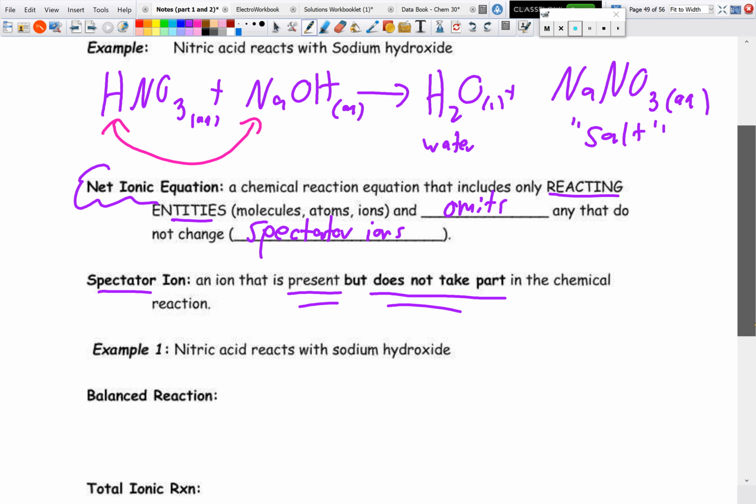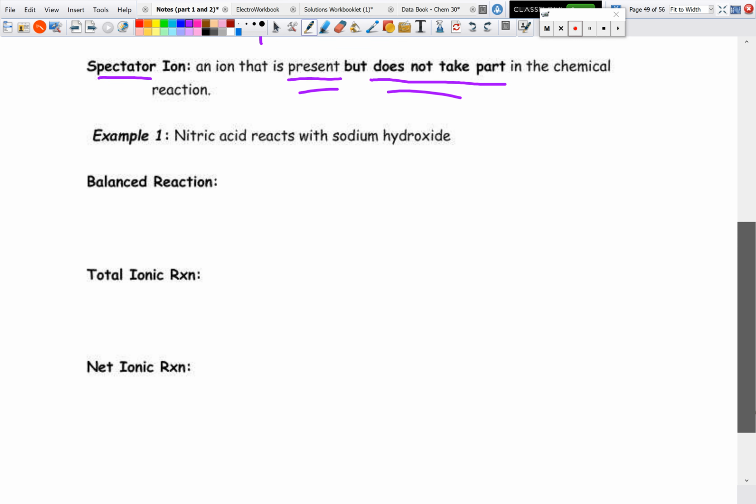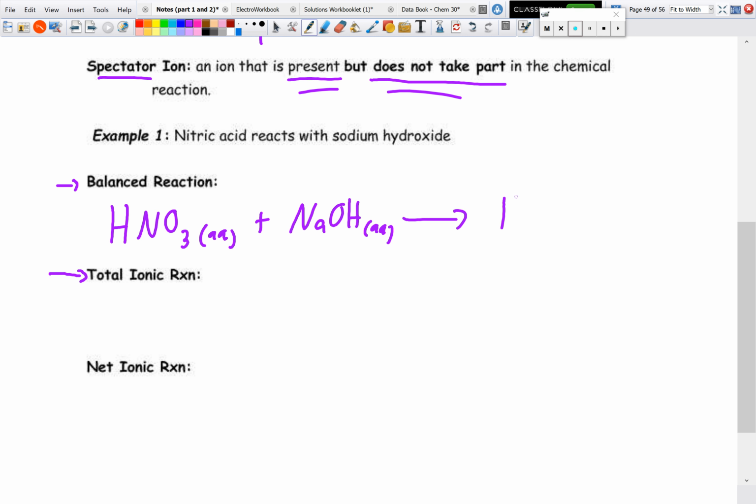So how we figure out what is actually taking part in a reaction or not is we break our reactions into 3 steps. We're going to look at the balanced reaction, then we're going to look at the total ionic, so basically we're going to ionize or dissociate, and then we're going to look at the net. So let's look at our example again. Nitric acid plus sodium hydroxide produces water plus our salt. We'll notice here these are aqueous, aqueous, liquid, and aqueous.